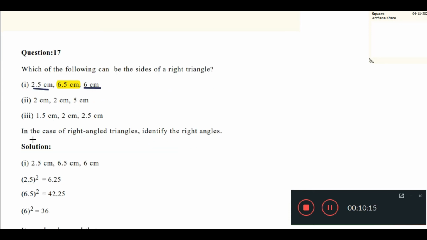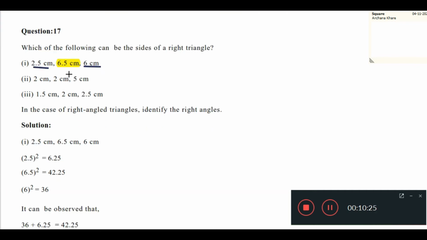So what is the square of 2.5 centimeter? The square of 2.5 centimeter is 6.25. The square of 6.5 is equal to 42.25, and the square of 6 centimeter is 36. How? 2.5 into 2.5 is equal to 6.25. 6.5 into 6.5 is equal to 42.25, and 6 squared is equal to 36.